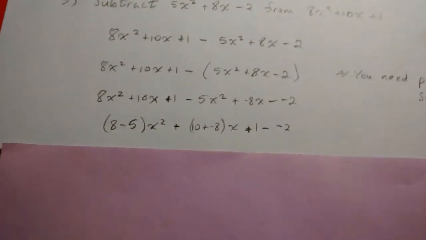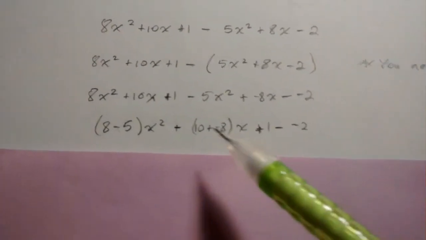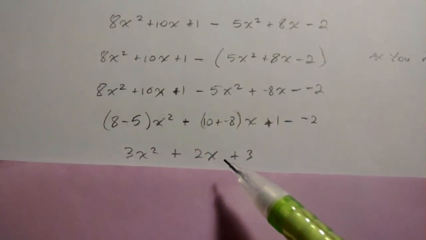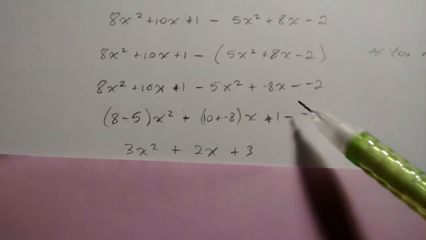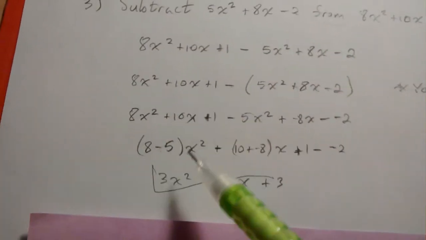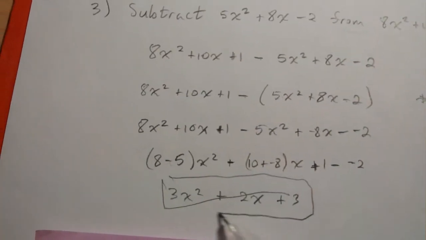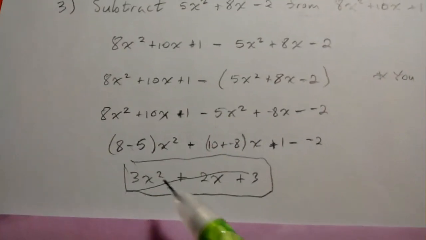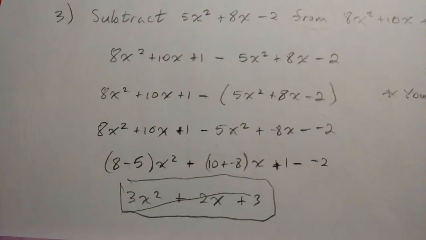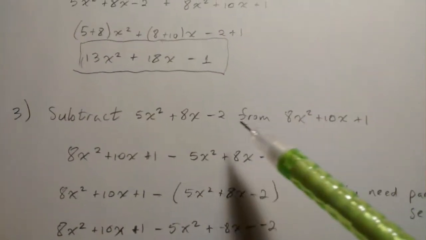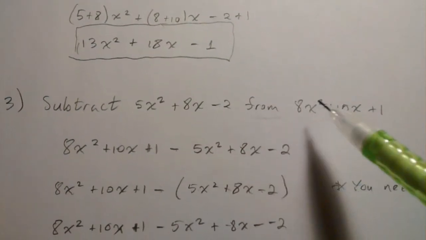So in your mind you're doing that. You don't have to write this, but this is what you're doing. So you get 3x squared plus 2x, and then that one right there actually comes out to 3. Sorry, there's my answer without that line through it. 3x squared plus 2x plus 3 is what we get there for the subtraction of this from that.